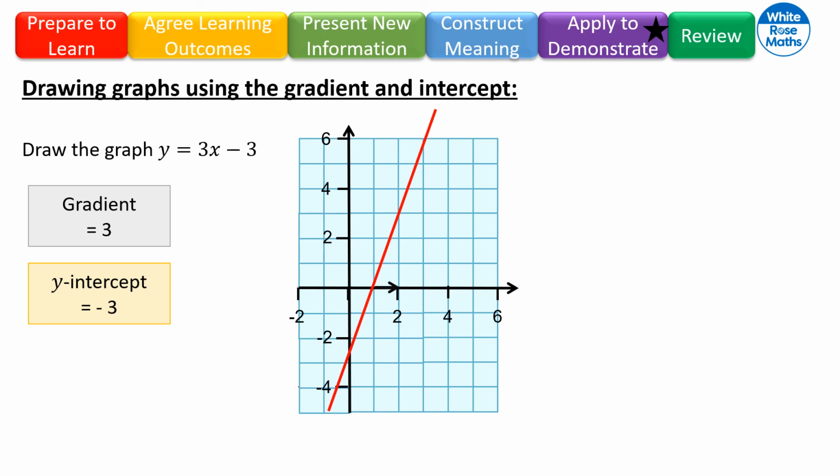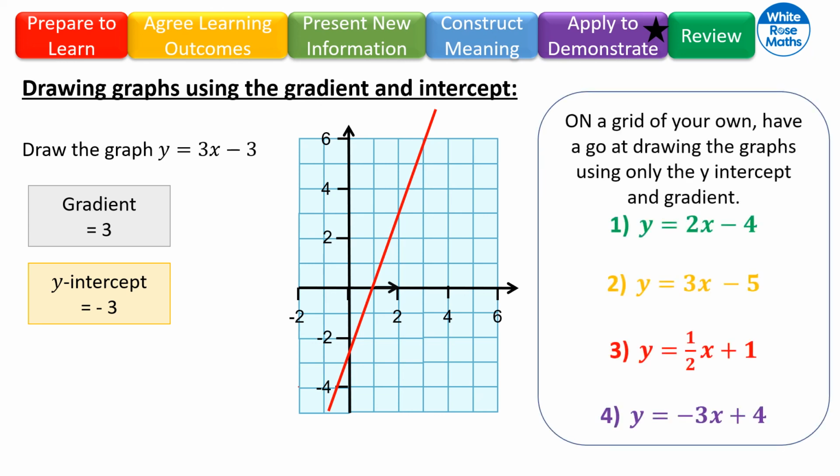So why don't you now, on a grid of your own, have a go at drawing the graphs and use only the y-intercept and the gradient. Okay, I've got 4 questions there. Draw an axis for each one and plot those lines.